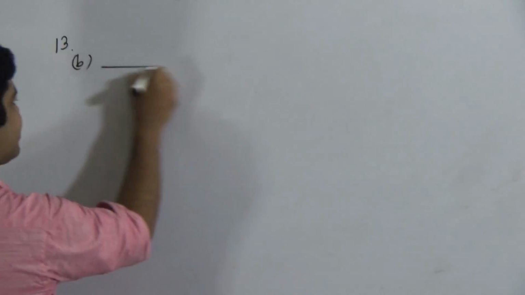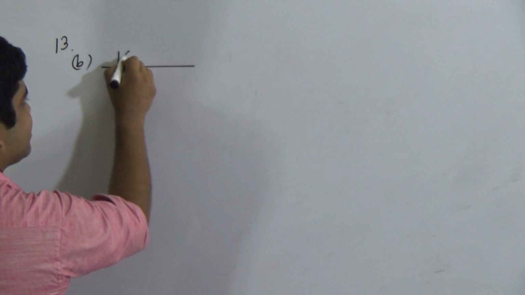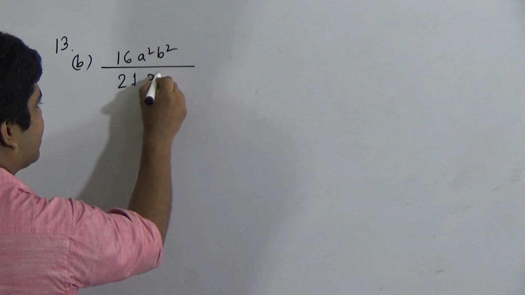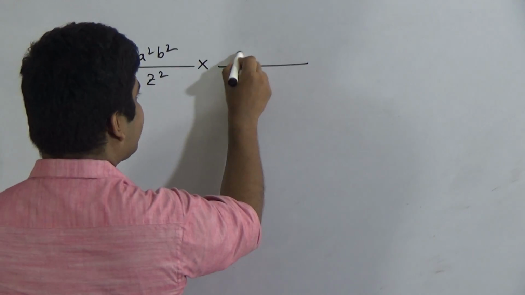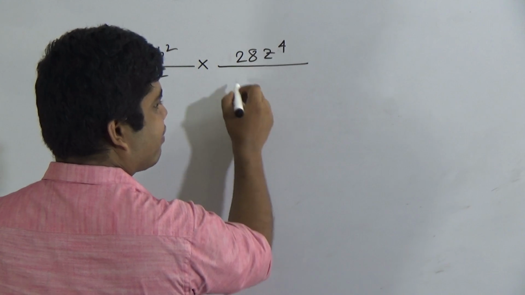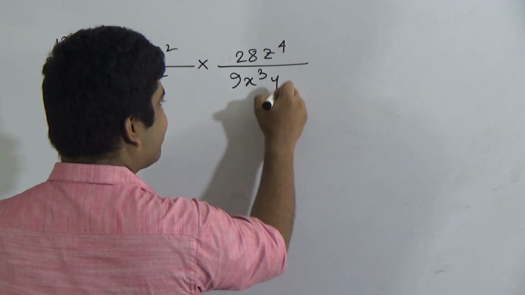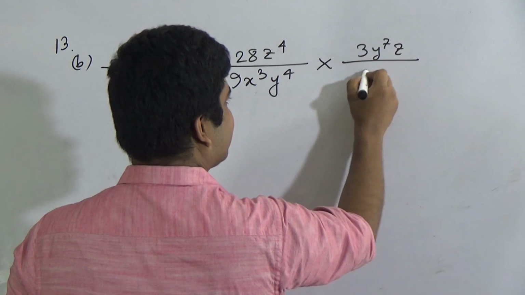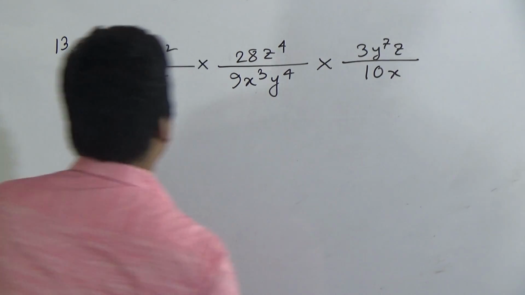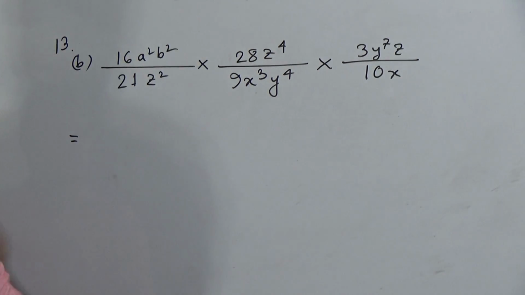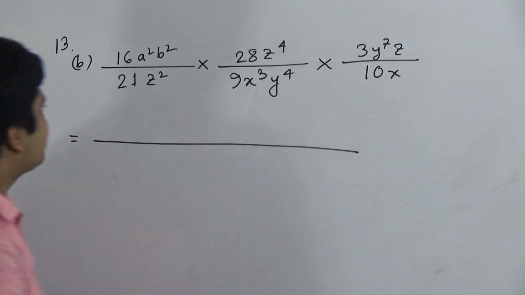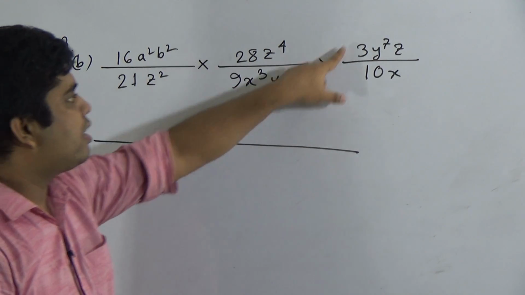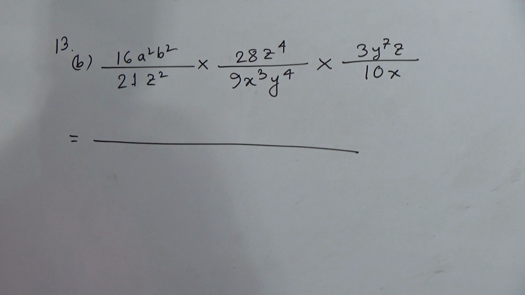Here the expressions, that means the fractions, are 16 a square b square divided by 21 z square, multiply by 28 z to the power 4 divided by 9 x cube y to the power 4, multiply by 3 y to the power 7 z divided by 10 x. Now my dear students, here you notice numerator, denominator, multiply sign, numerator, denominator, multiply sign, numerator, denominator. So at first we multiply the numerators.